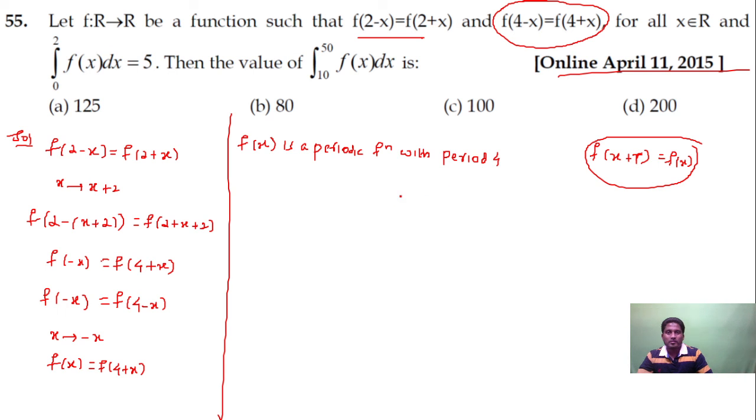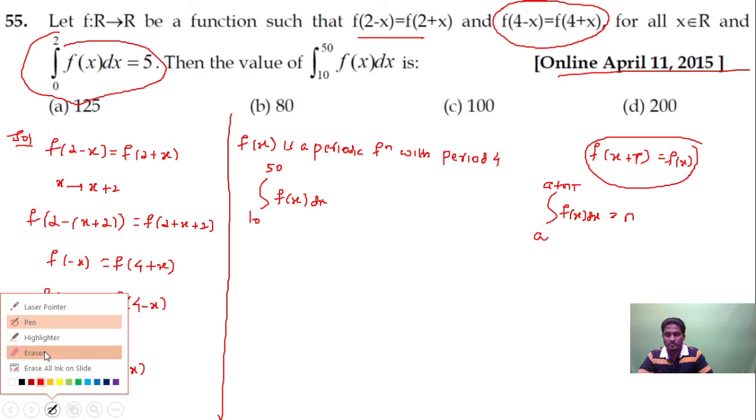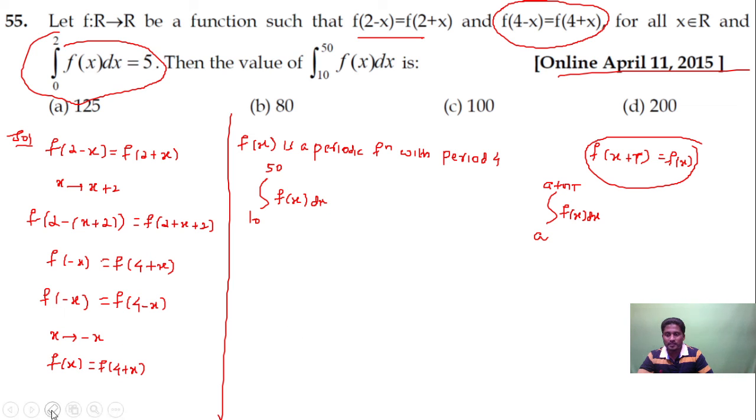Now it is already given that the integral from 0 to 2 of f of x dx is equal to 5. I am supposed to find the integral from 10 to 50 of f of x dx. Now I'll use the property that the integral from a to a plus nt of f of x is equal to n times the integral from 0 to t of f of x dx.